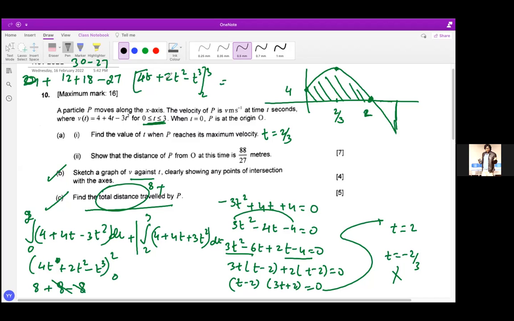So this answer is going to be 3. If you find the value of this, it will be 3 minus 8, since we already have the answer for the previous one, so it's negative 5. Overall, this area we got is 8, and this area we're getting is negative 5. Obviously, area can't be negative 5, so you take it as positive. So 8 plus 5, which in total gives the total distance traveled as 13.